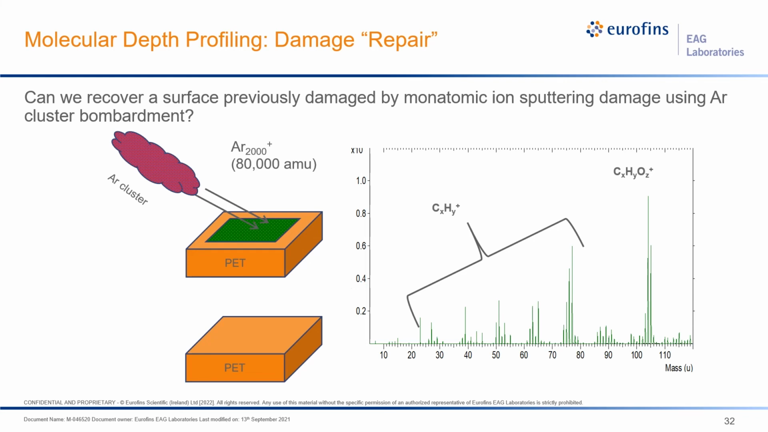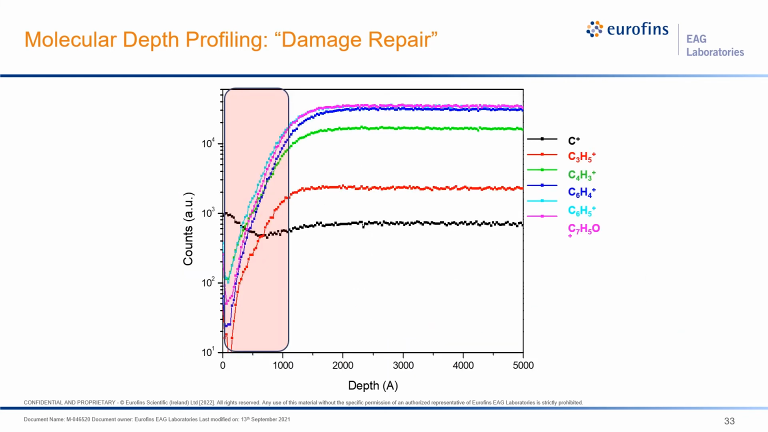We can also show that in a profile. This is depth in this direction, signal intensity in this axis on a log scale. So you can see some of the diagnostic peaks, C7H5O, C6H5, they grow rapidly in intensity as we sputter through the damaged region. The damaged region looks to be just over 1,000 angstroms thick before we get up to a more steady state, through the damaged region induced by the monatomic ion beam.